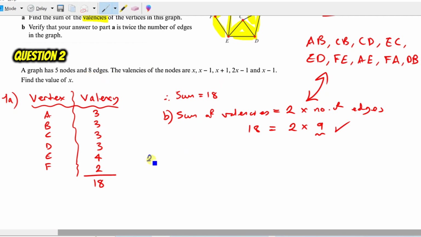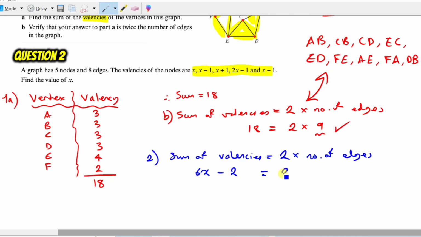Okay, so we can say therefore for question 2, using the formula above, the sum of the valencies. So always write this down every single time. Sum of valencies has to equal 2 times the number of edges. If we go ahead and just add up your algebraic expressions, adding up all the x's, you should get 6x. And the constants, you should get minus 2. And it has to equal 2 times the number of edges, which is 8. Perfect. And just solving this, you have 6x minus 2 equals 16.